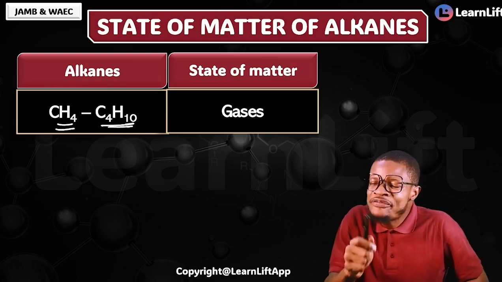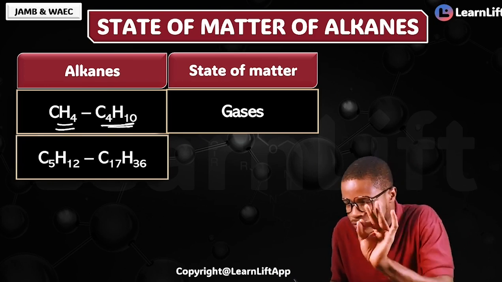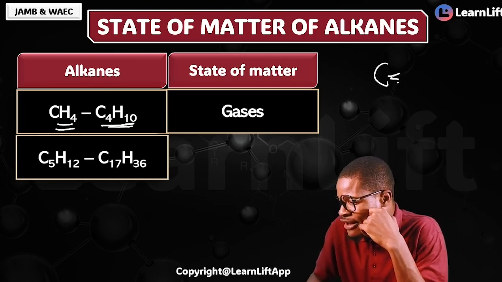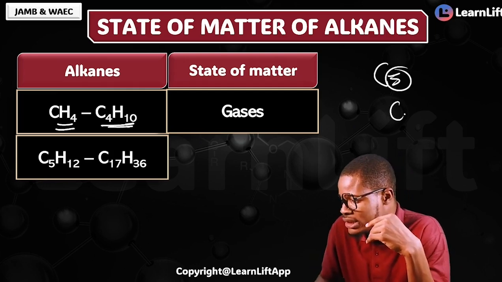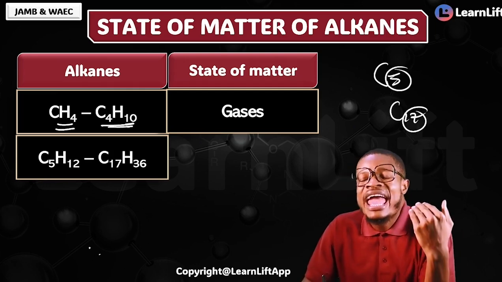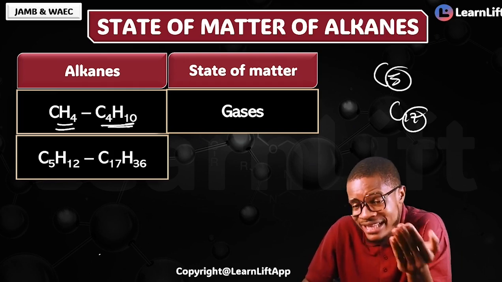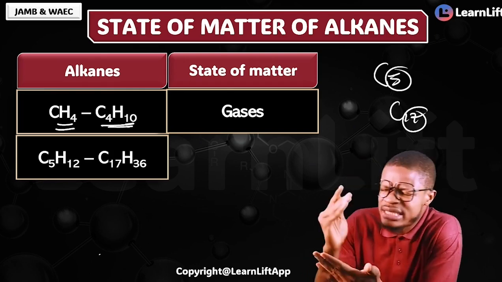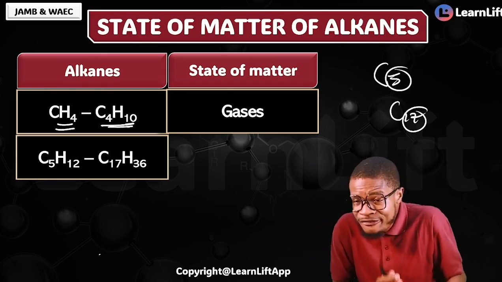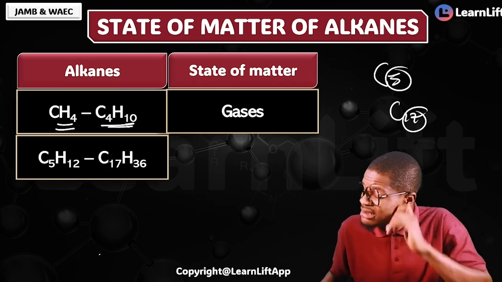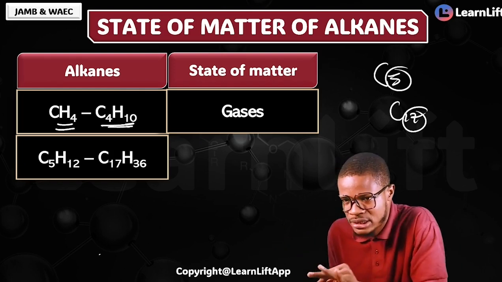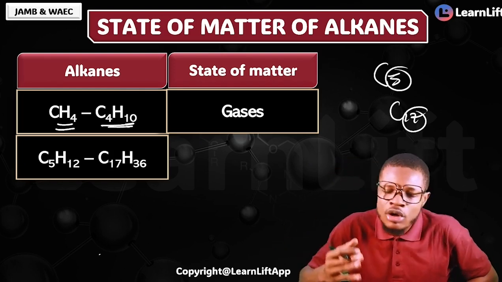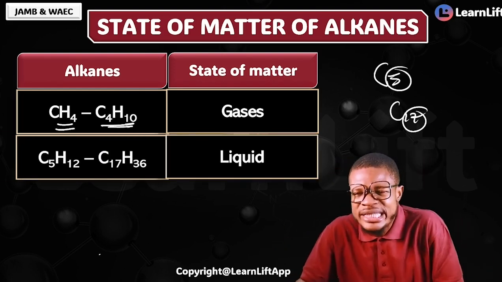Now, from C5 to C17, your C5, what is it? Pentane, to your C17. What is C17? Heptadecane, right? So if C17 is heptadecane, that means from C5, learn this thing, because JAMB questions, they pass this. From your C5 to C17, what are they? All of them are liquid.